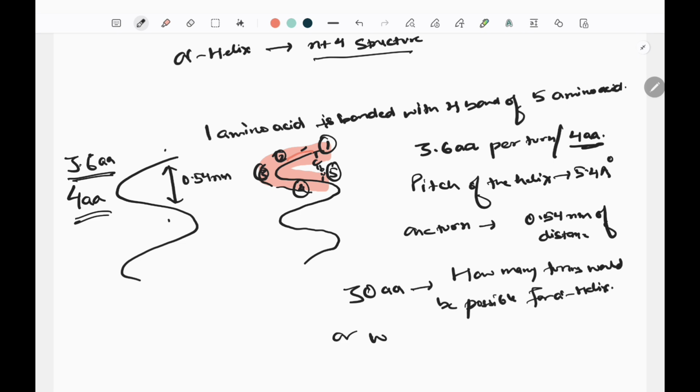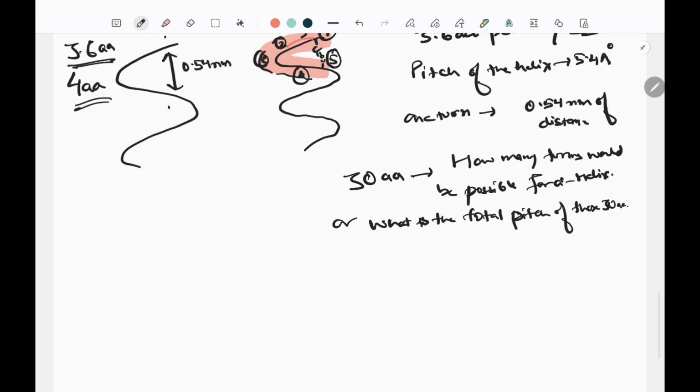Or what is the total pitch of these 30 amino acids? Okay, so you need to solve this. So per 4 amino acids, the total pitch is around 0.54 nanometer. So you can easily calculate for 30 amino acids how many it will be, right?